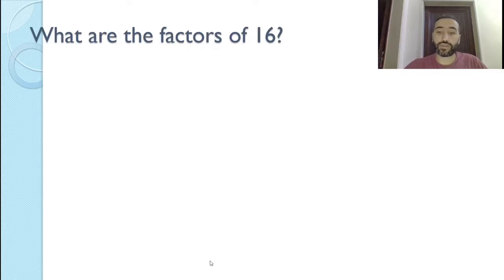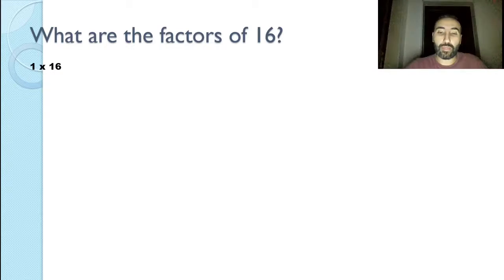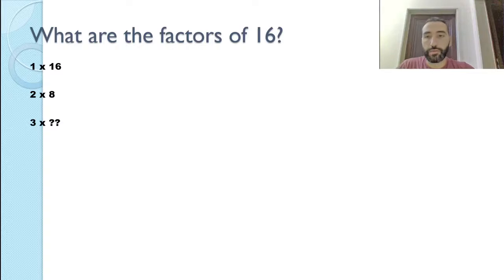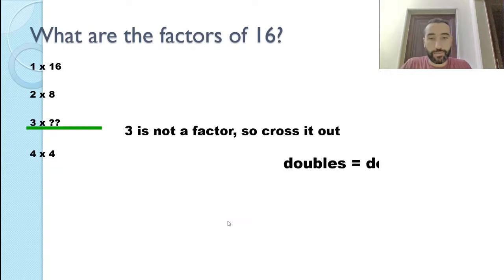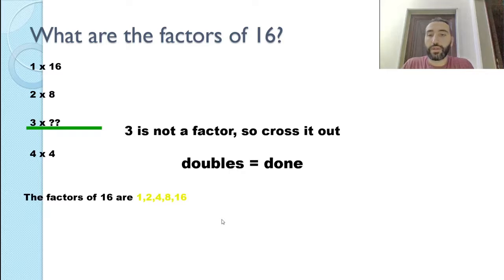For example, what are the factors of 16? The factors of 16 are 1 times 16, 2 times 8, and 3 times what gives 16? There is nothing to multiply by 3 to get 16, so 3 is not a factor and we continue. 4 times 4, yes, it is 16. When we reach a double, we stop. So the factors are 1, 2, 4, 8, and 16. Those are the factors of 16.